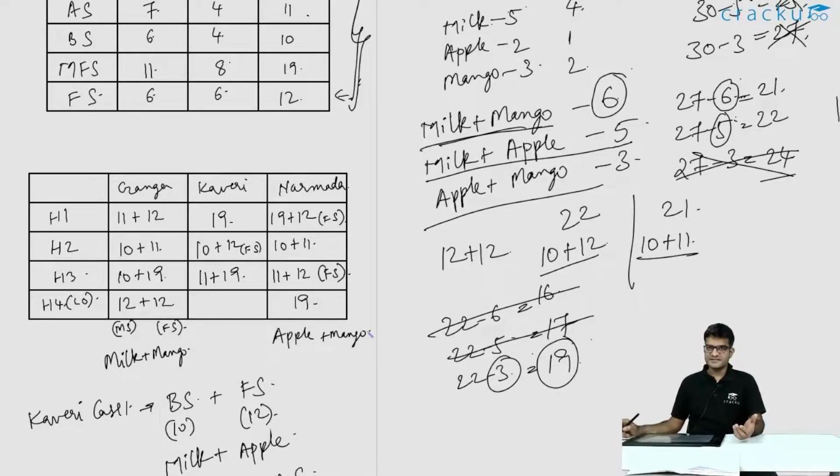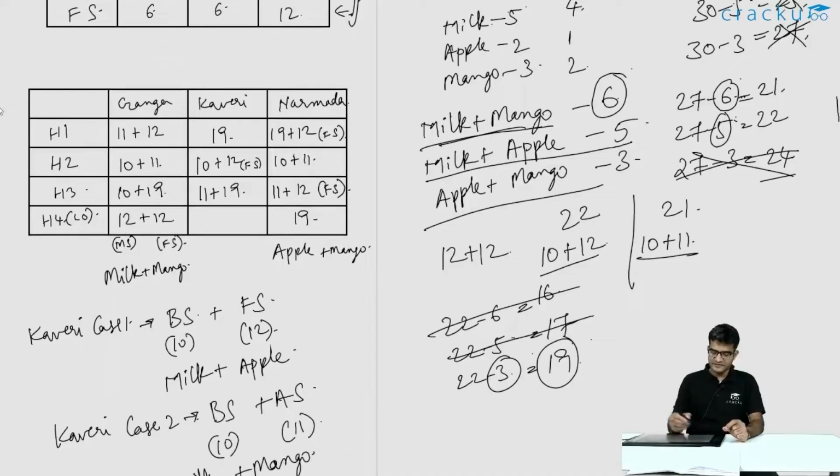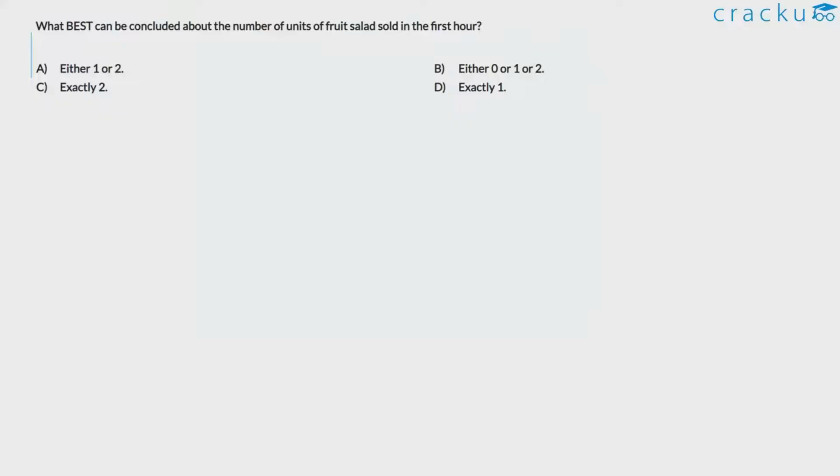What this implies is that for each of the 3 women across the 4 hours, we were able to identify exactly what each one of them has sold, except in the case of Kaveri in the last hour. In the case of Kaveri, there are 2 possibilities which we have actually noted down. So now let us go ahead and answer the questions that follow.